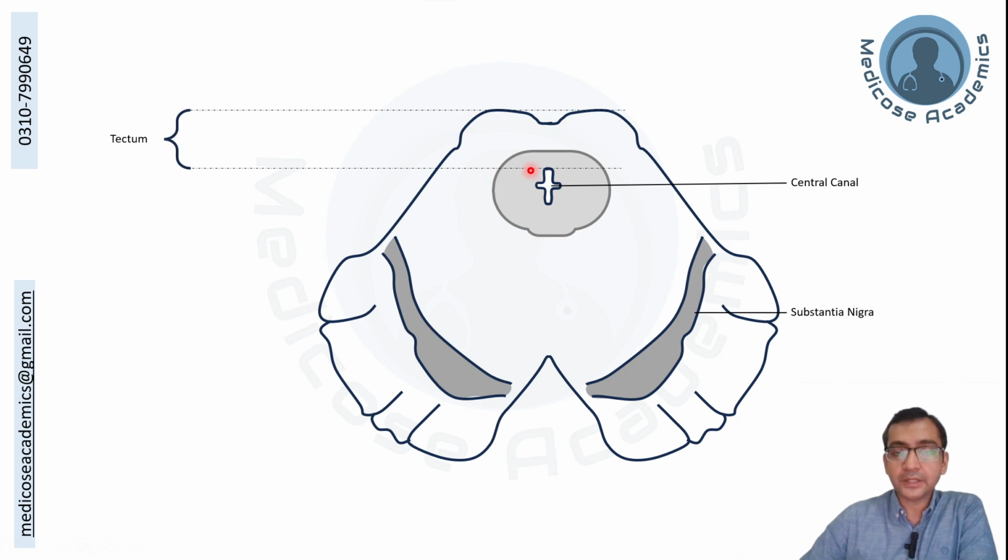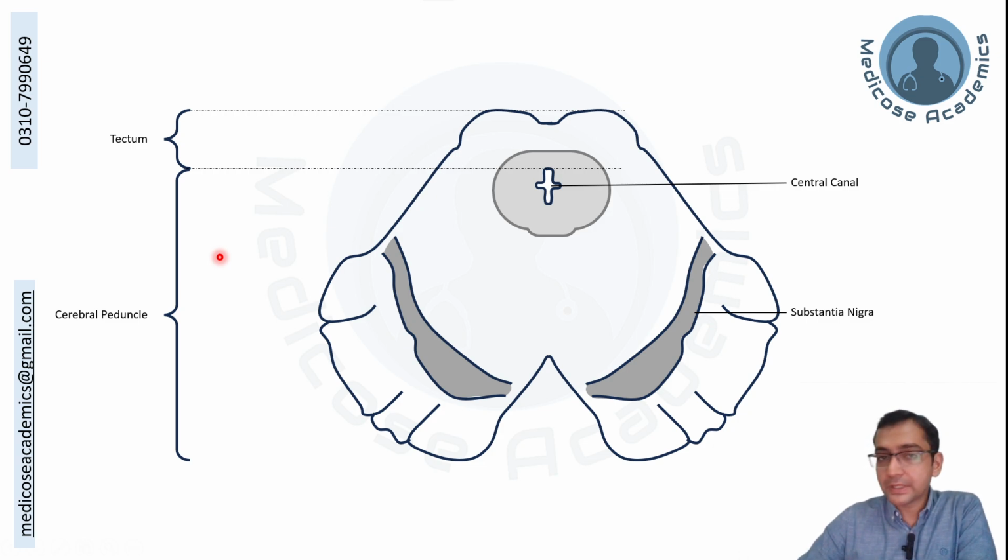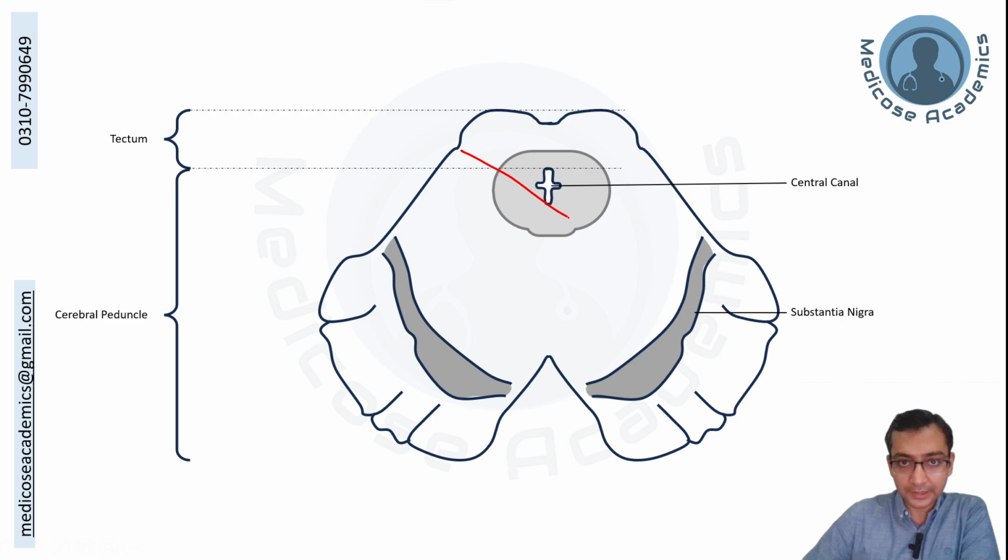The part of the midbrain that is behind the central canal is called the tectum. The part of the midbrain that is anterior to it is called the cerebral peduncle. Basically this whole area is the cerebral peduncle. Of course there is an overlap between the two, and this leads to the interpeduncular fossa. This cerebral peduncle is further divided into two parts.